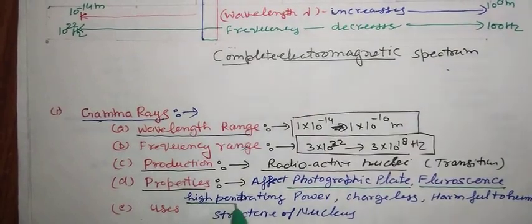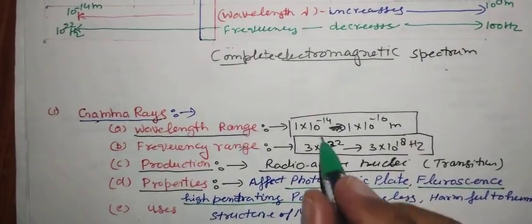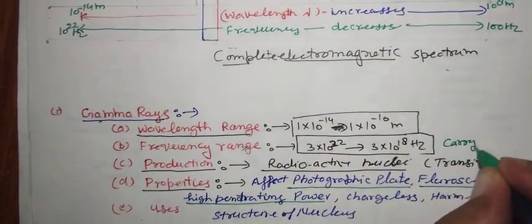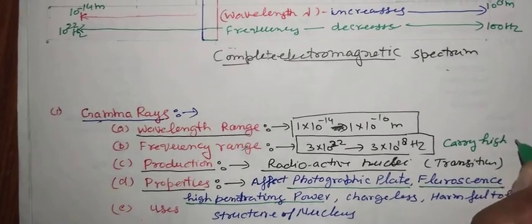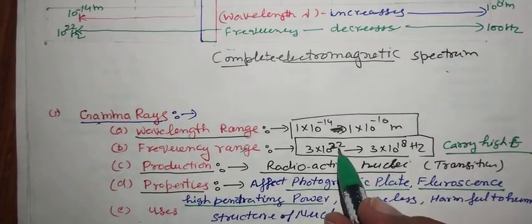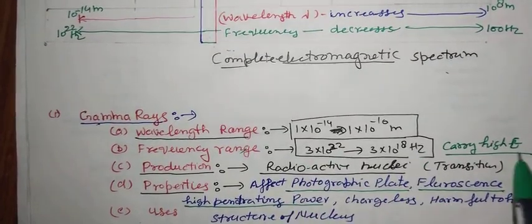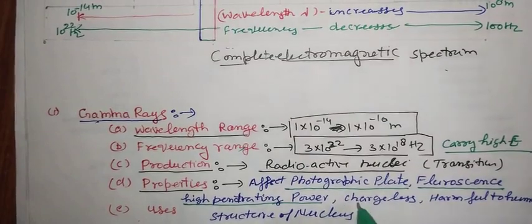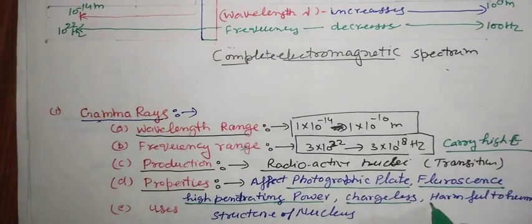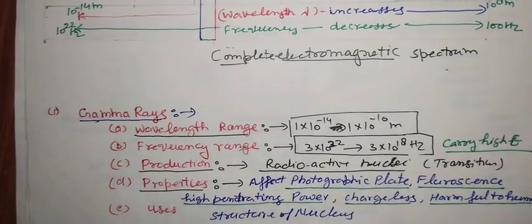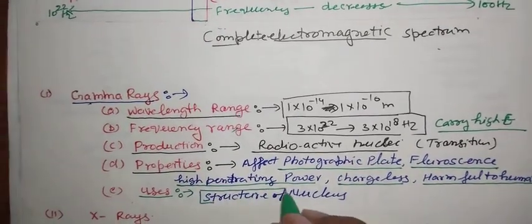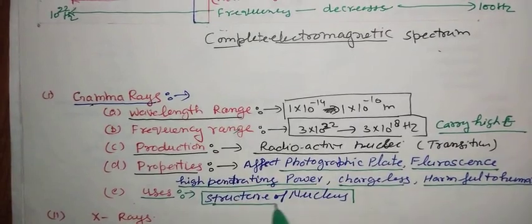It has very high penetrating power because it has very high energy. It carries very high energy E. Energy is dependent on frequency. Moving left to right, frequency decreases, which means energy decreases. It has no charge, it is complete energy. It affects the human body, and its main important use is to study the structure of the atomic nucleus.